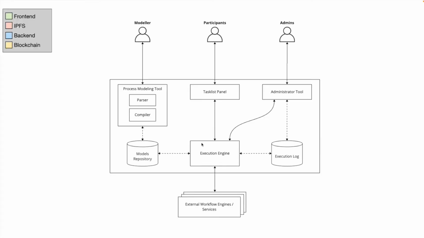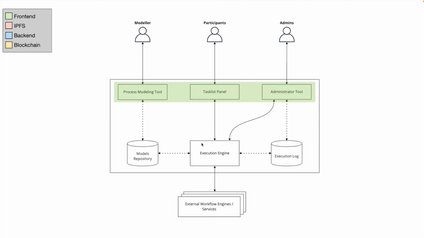So that's the traditional one we've seen before. So what we can do now is partition the system into multiple parts. Each part is going to be located on a different end of the system. So the first layer is the front end.